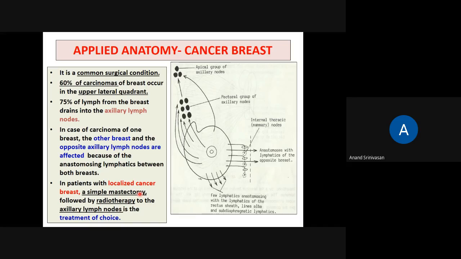Mastectomy. It's called mastectomy. What is a simple mastectomy? A simple mastectomy is removing only the breast tissue, removing the lump as well as the breast tissue. That's called a simple mastectomy.